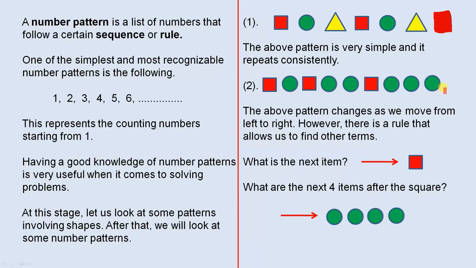Number 2. So we're looking at this pattern here. The above pattern changes as we move from left to right. However, there is a rule that allows us to find other terms. The question is, what is the next term? Square, 1 circle. Square, 2 circles. Square, 3 circles. So if we just think for a little bit, we can see that the next shape is a square. What are the next 4 items after the square? Obviously they follow that pattern there, so we go across and we have 4 circles.